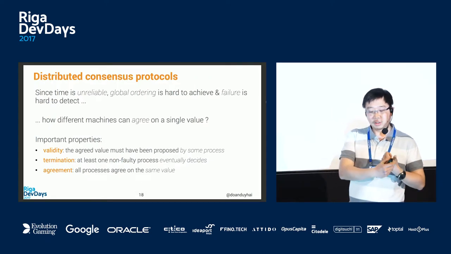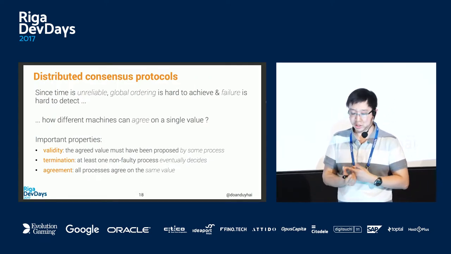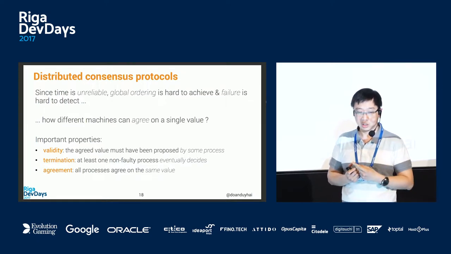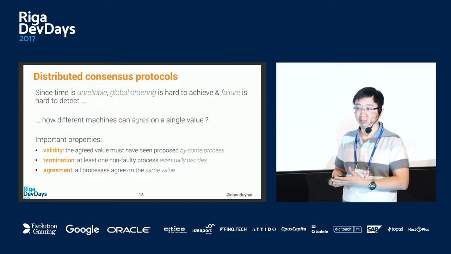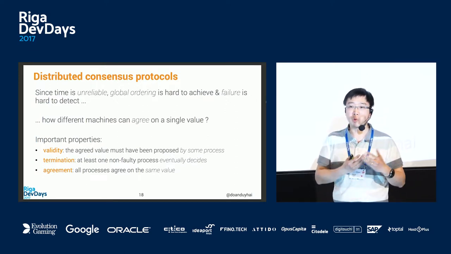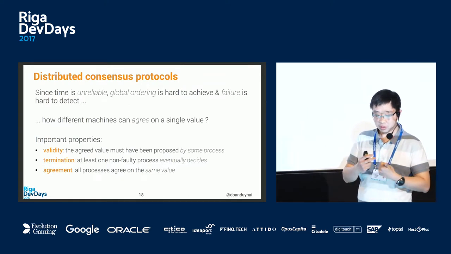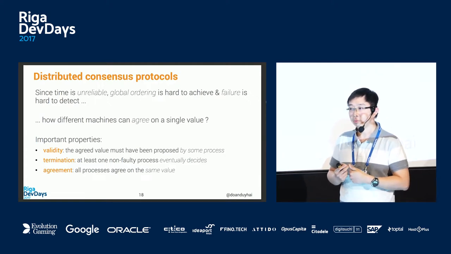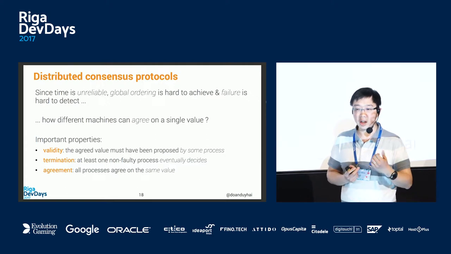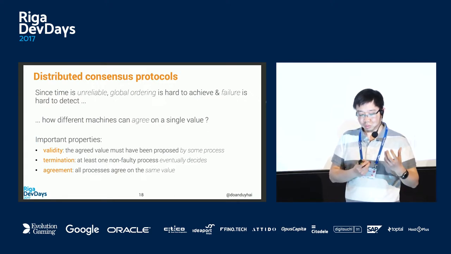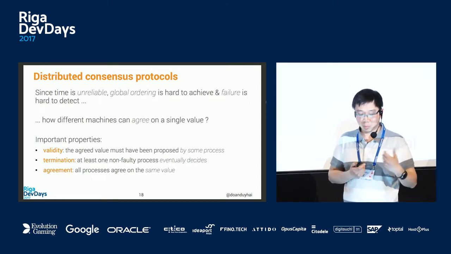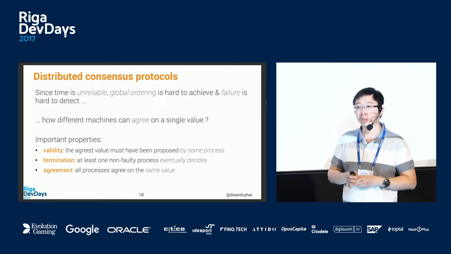Now, we said that time is not reliable. The global ordering is very hard to achieve, and failure is hard to detect. So, in a distributed system, how can different machines agree on a single value? That is the big question. To answer this question, we have some important properties. First, if you have to create an algorithm to agree on a single value in a distributed system, this algorithm should satisfy the validity property, which means some of the machines should propose a valid value. Termination means, of course, that the consensus protocol finishes at some time and will not enter an infinite loop.